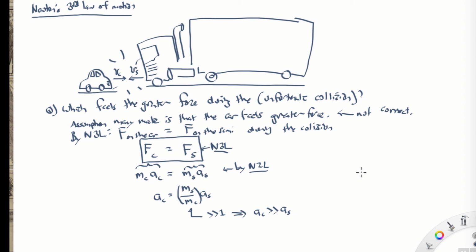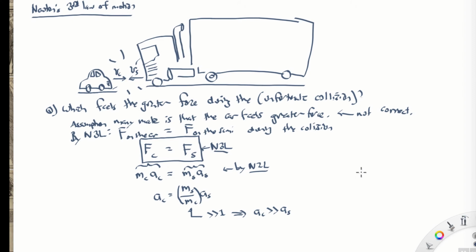The acceleration is enormous. On the other hand, the semi, because it's originally going forward, experiences a relatively small acceleration. Perhaps it slows down by just a little bit, but keeps going in the same direction. So this is the source of many people's confusion. They confuse the acceleration that something feels with the force that it feels.